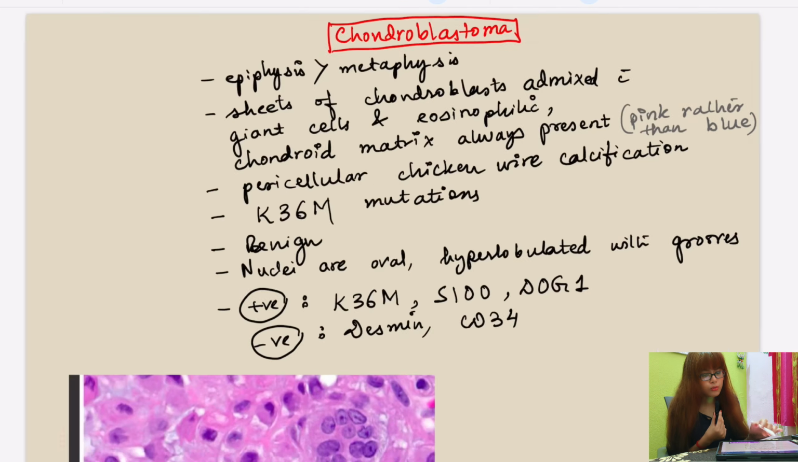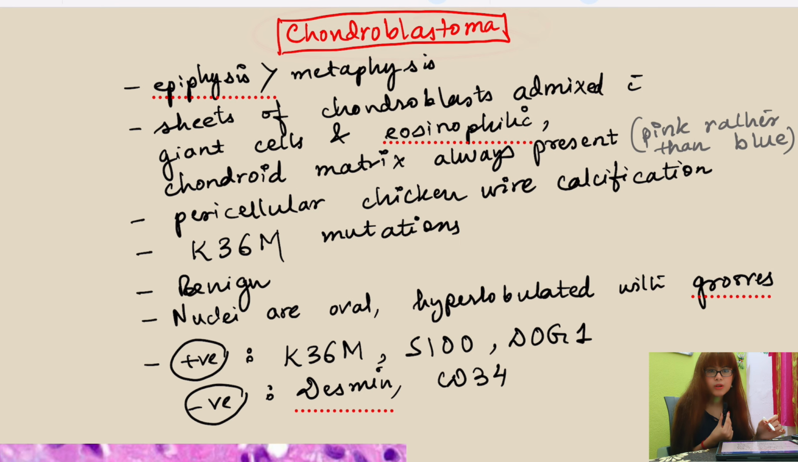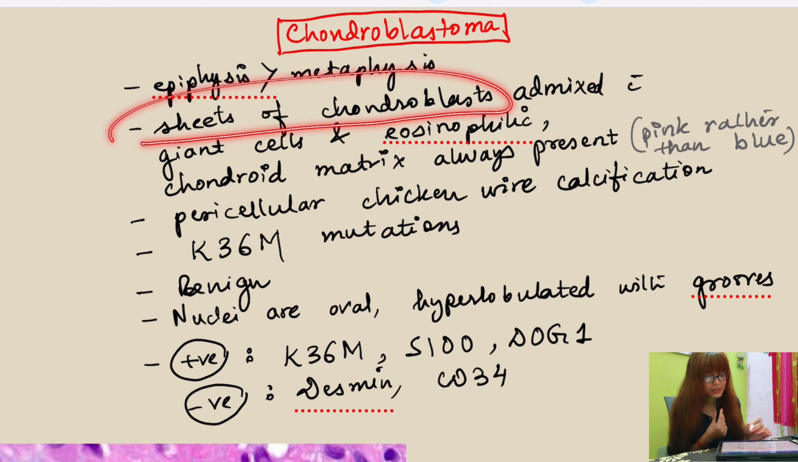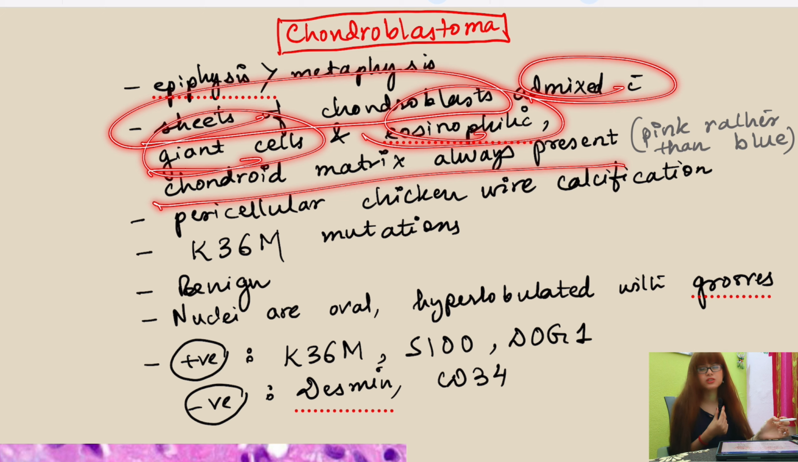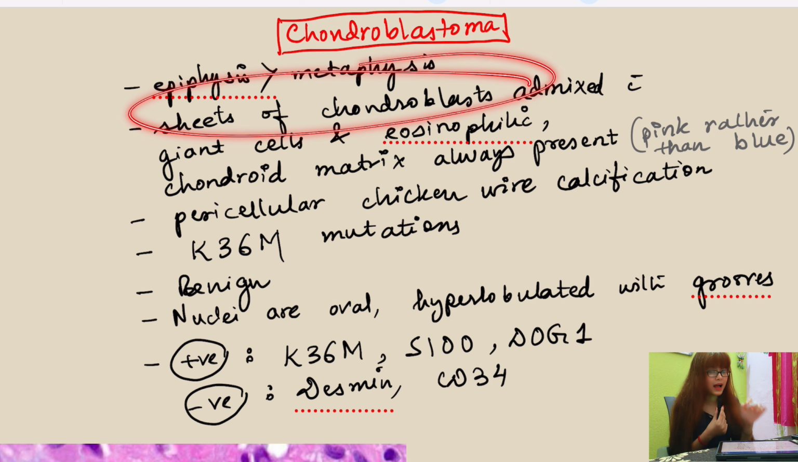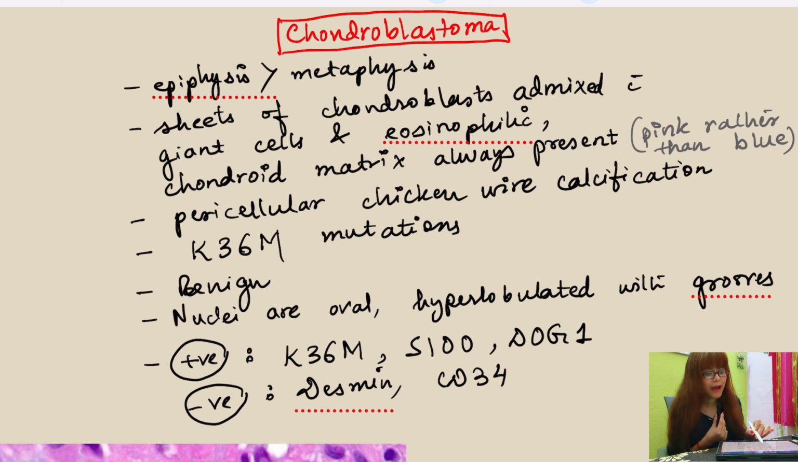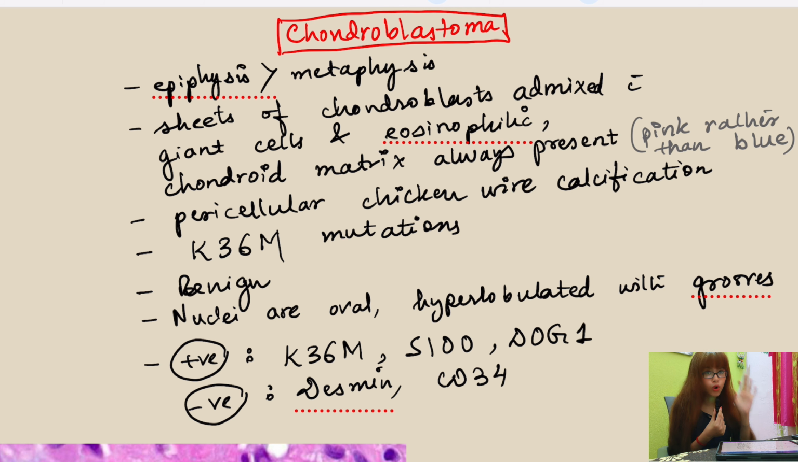Now coming to chondroblastoma, as I mentioned here, it is a cartilage-forming tumor, right? So this will form the cartilage. There are sheets of chondroblasts which are admixed with giant cells, and eosinophilic chondroid matrix is always present. So giant cells are also present over here, but the important point is that there are sheets of chondroblasts, and the matrix is always pink, meaning eosinophilic, it is rather not blue. Okay, now here epiphysis is a more common location, an important point.